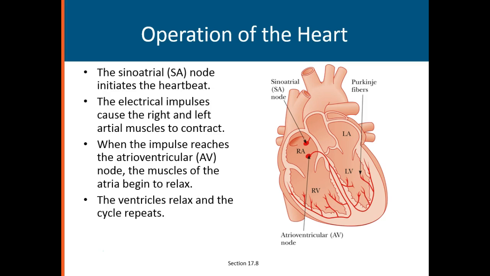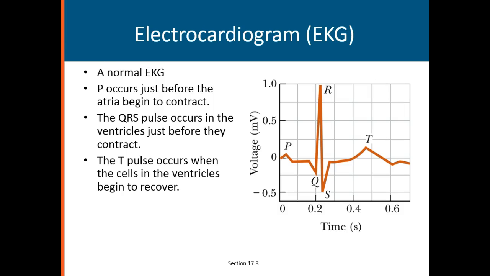You can read the text and see if they go in more detail. So what an EKG, electrocardiogram, is doing, this is a normal one. The P occurs just before the atria begin to contract. And the QRS pulse occurs just before the ventricles contract. That's the big muscle in the heart, the ventricles. And the T pulse occurs when the cells in the ventricles begin to recover after the contraction, and then you go through this again.